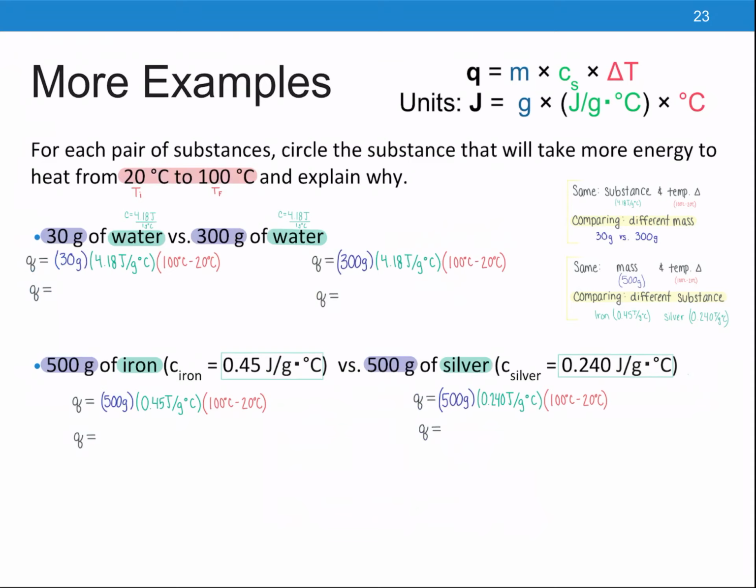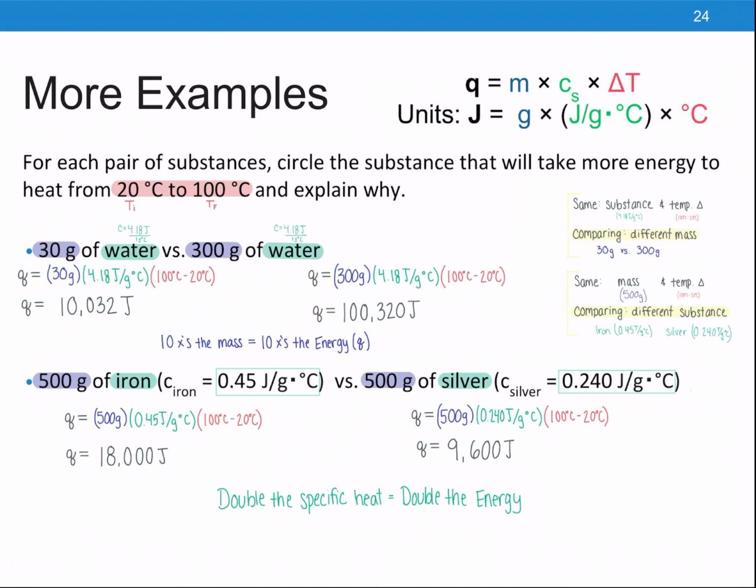All right, so how I would have set this up is like this. And the calculations are pretty straightforward, even though there are a lot of units present. Just plug mass in for M, specific heat in for C, and your change in temperature in for delta T. So how you would type this first one into the calculator is 30 times 4.18 times 80. All right, and here are the quantities that you guys get for each of these.